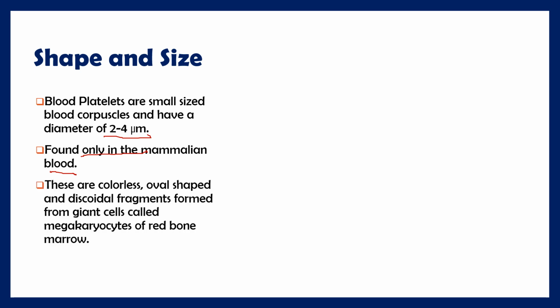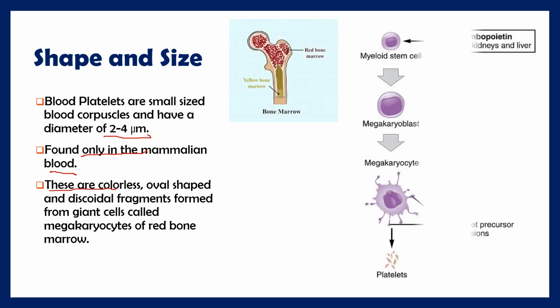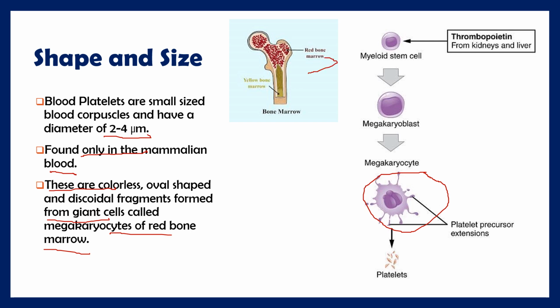So if we talk about platelets, these are colorless oval-shaped discoidal fragments that are formed from giant cells called megakaryocytes of the red bone marrow. We can see megakaryocytes over here in this image. These are the megakaryocytes that are found in the red bone marrow part of the bone marrow here.